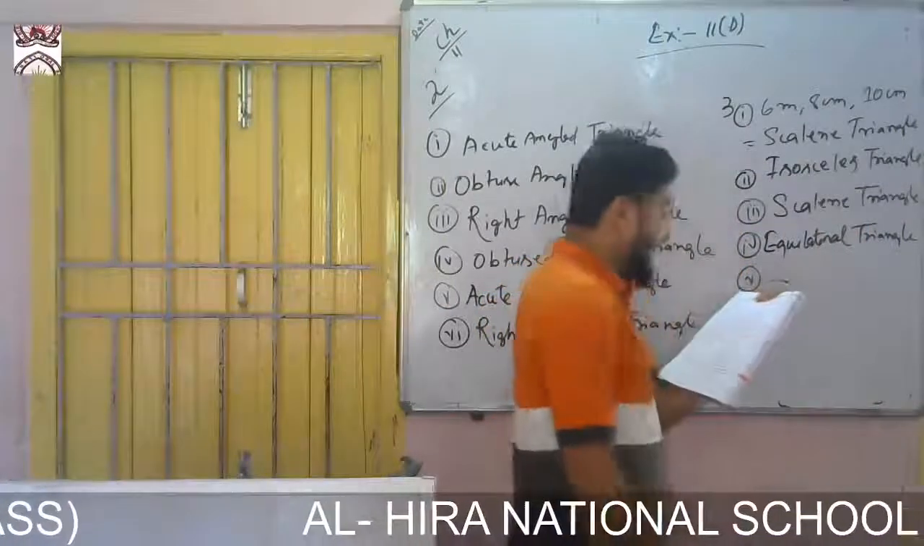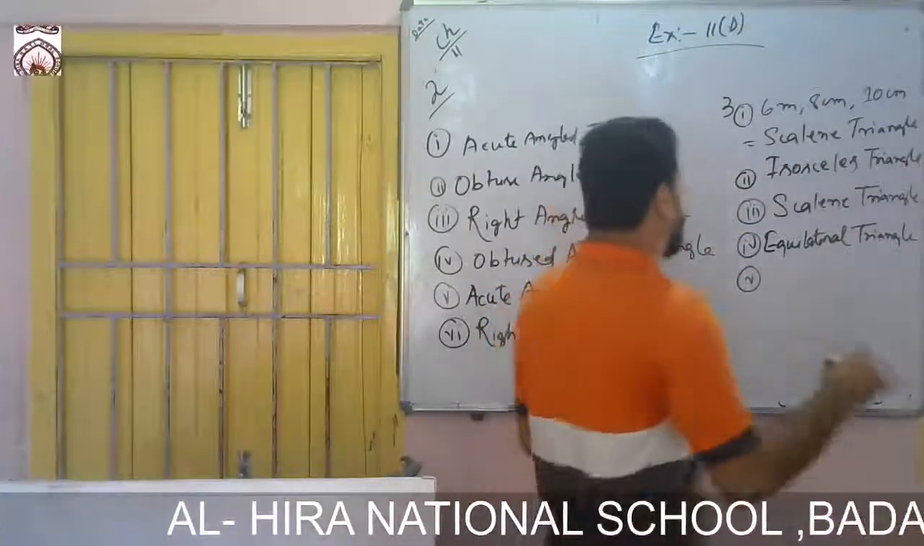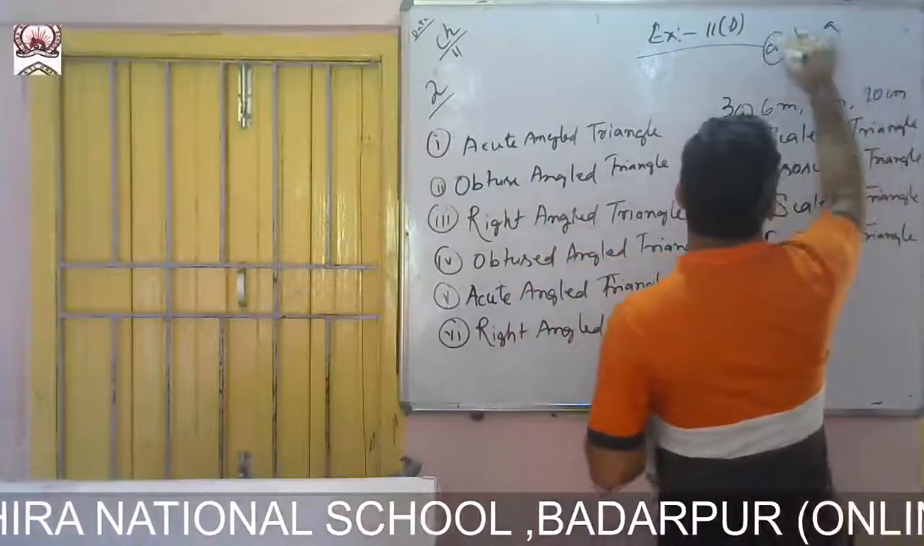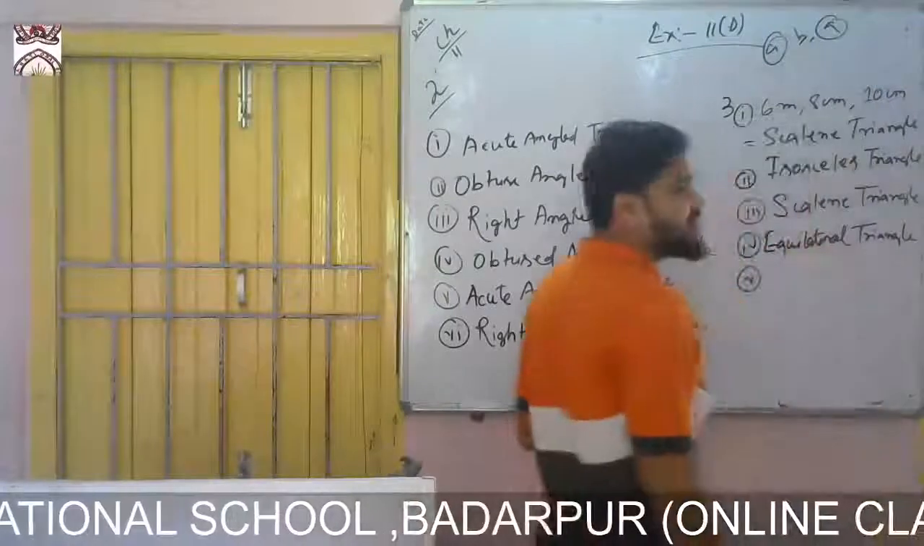What is there? ABA. That means 2 sides are equal, A and A. That means it is isosceles.